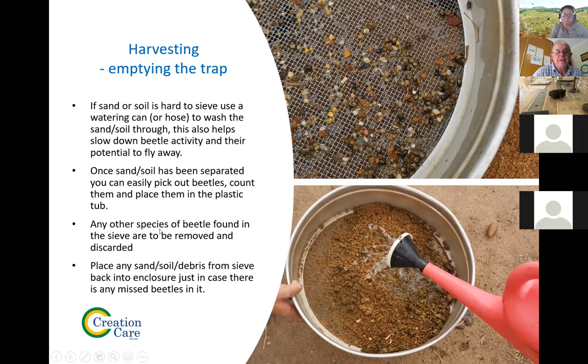If you find any other beetle species in your nursery at that time, discard them. And when you've got some debris from your sieving operation, again with vaca, there's larger stones in there, and you could mistake a vaca for a stone. So we usually put that debris back in the nursery as well, just in case there's an odd beetle in it.